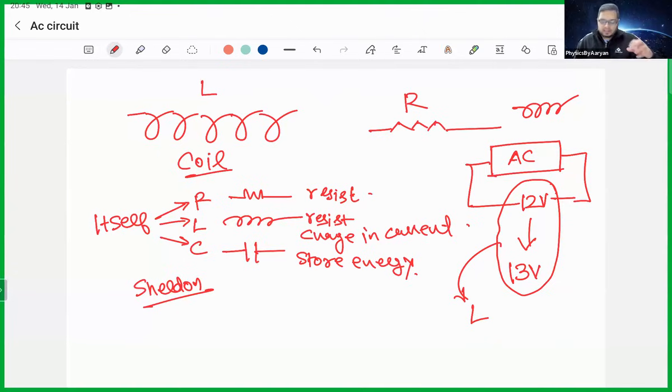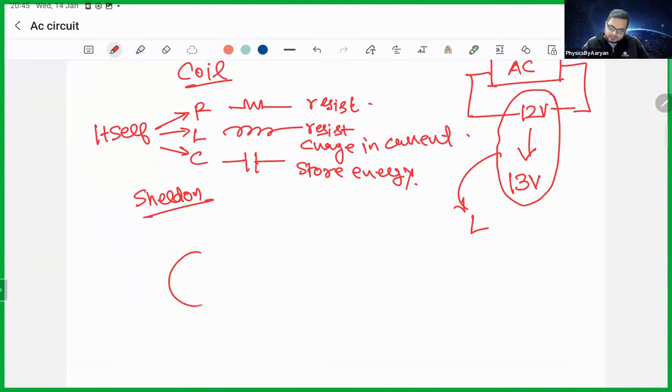And what about a capacitor? Does every metal have some ability to store charge? Every metal has some ability to store charge.